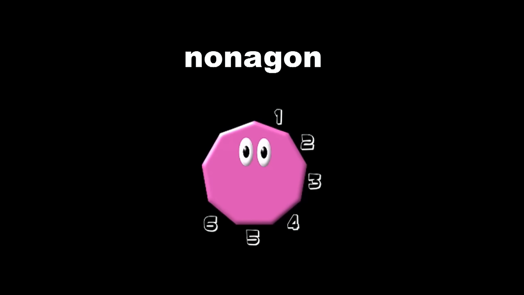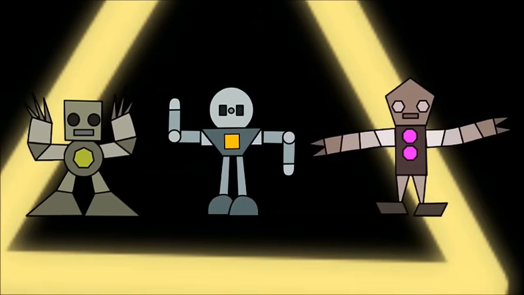I see a heptagon. It has seven sides. I see an octagon. It has eight sides. I see a nonagon. It has nine sides. I see a decagon. It has ten sides.